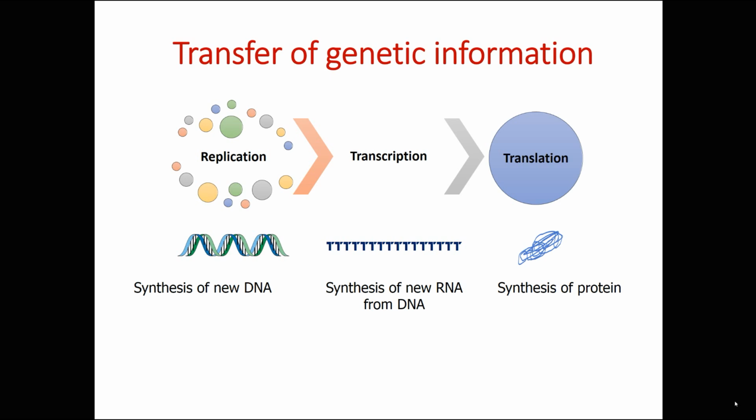Transfer of genetic information is based on three processes. Replication is synthesis of new DNA. Next step, transcription, is synthesis of new RNA from matrix DNA, and synthesis of protein is called translation.